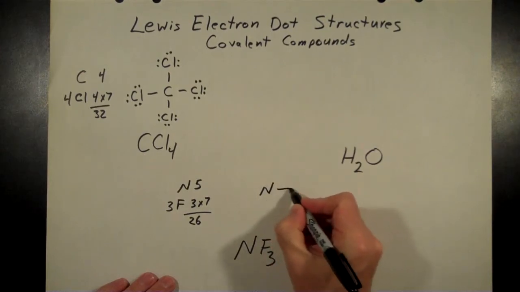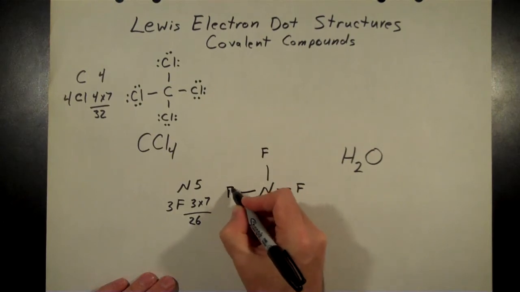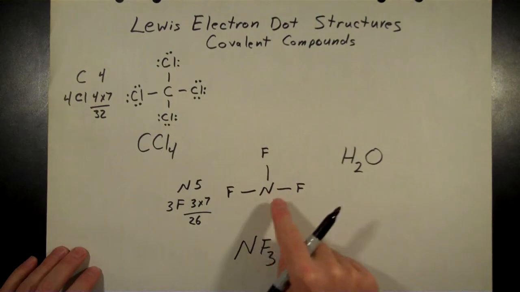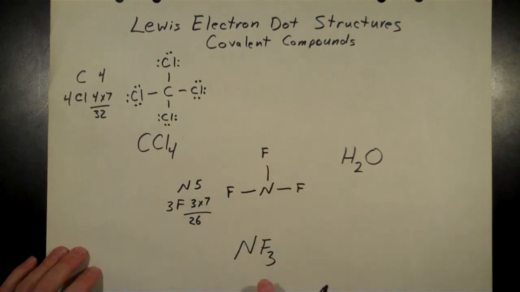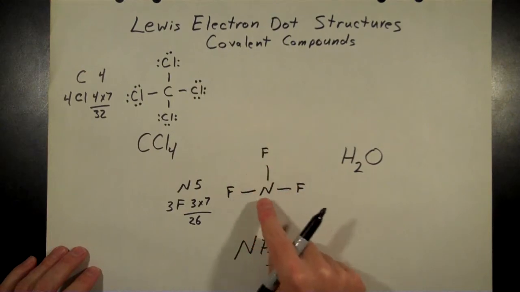So there's my nitrogen. Let's put a fluorine this way. We'll put a fluorine up here, and we'll put a fluorine over here. It doesn't really matter where we put them around that central atom. I just like this kind of upside down T shape for this. All right, and so again, we've used 2, 4, 6 electrons just attaching those 3 fluorines to the nitrogen.